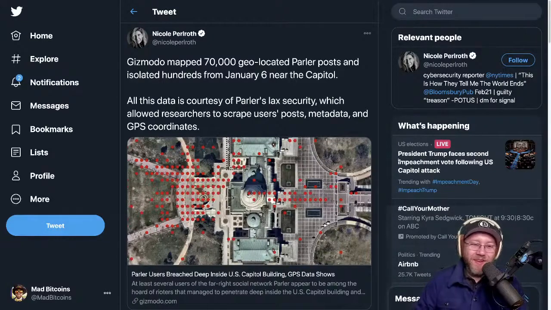Nicole Perloff writes, Gizmodo mapped 70,000 geolocated Parler posts and isolated hundreds from January 6th near the Capitol. All this data is courtesy of Parler's lax security, which allowed researchers to scrape users' posts, metadata, and GPS coordinates. For those of you who hadn't heard recently, a hacker hacked or actually just sniffed Parler and stole or borrowed, or they left it out on the porch and he picked it up. All of their data. Allegedly, the hacker got all of the instant messages, the private messages on Parler. They got all of the location data for Parler, who never should have been storing that, never should have had this unencrypted, all that kind of thing. They got the usernames. They got the passwords.